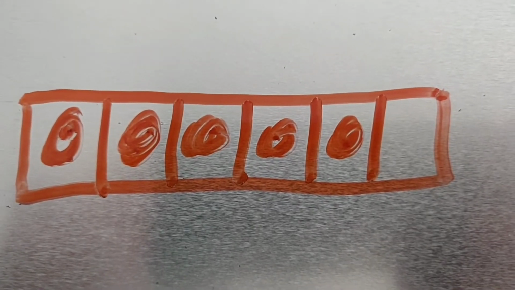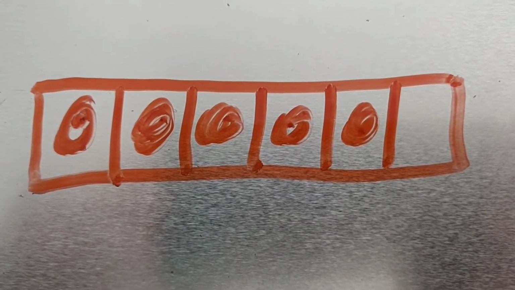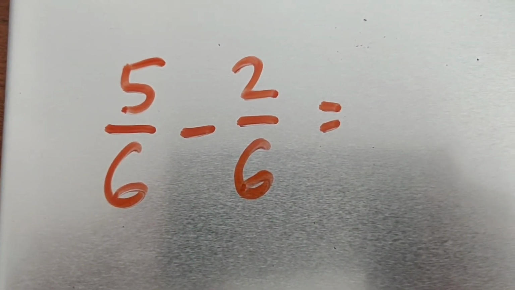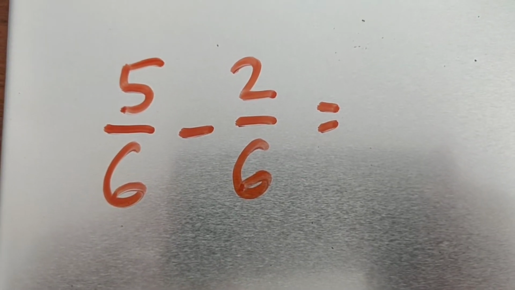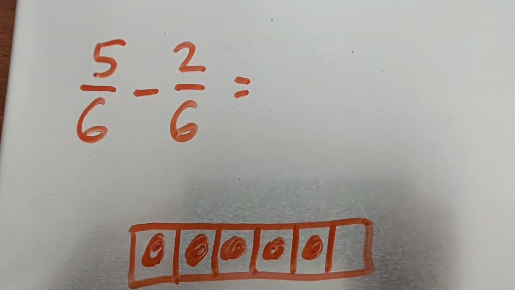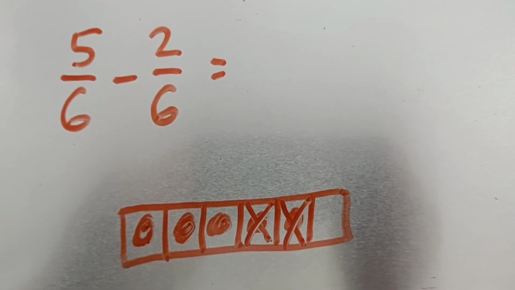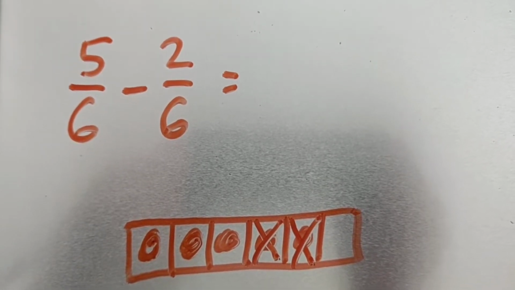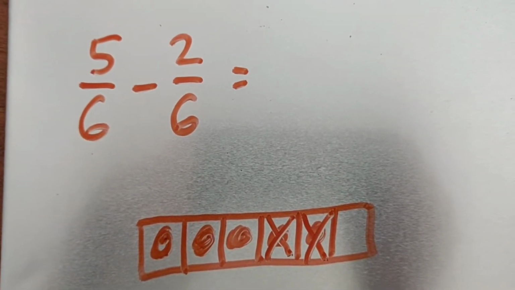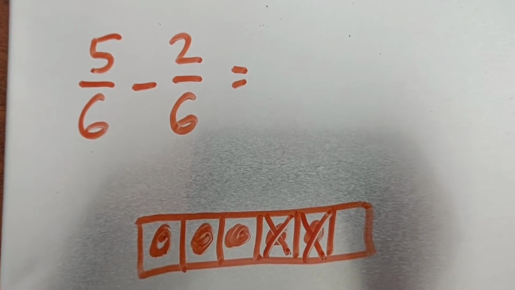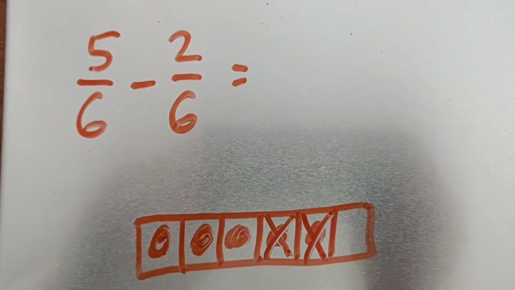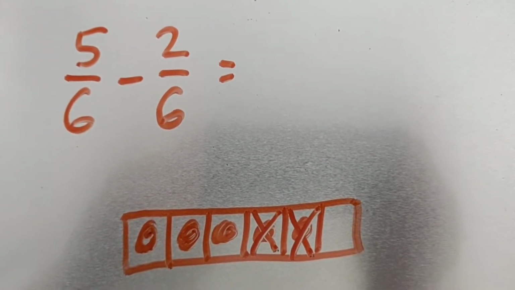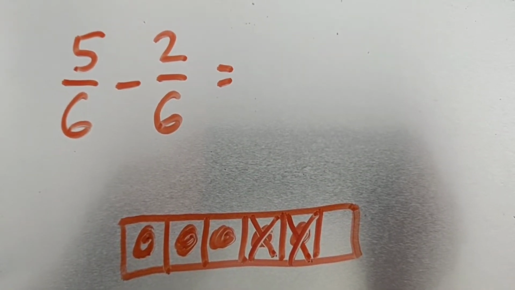So the first thing I do is I draw a model showing what we're starting with. Again, we're starting with 5/6. And then to show that I'm taking away 2/6, I cross out 2 of the 6 parts. So that's taking away the 2/6. And notice that I started all the way on the right and crossed out 2 right next to each other. And that's going to become especially important when we work with subtracting mixed numbers.